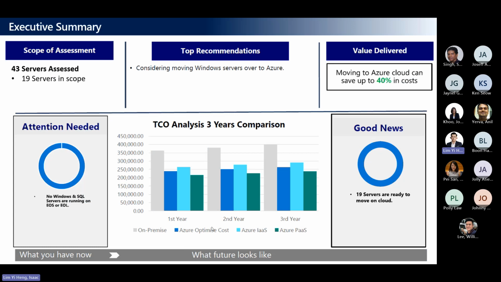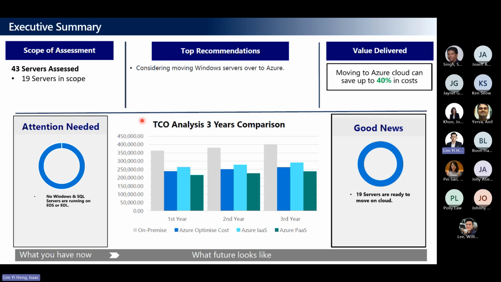Now, this is an example of the executive summary that we ran for one of our customers. While running this assessment, the scope included 43 servers that were assessed. 19 of the servers are ready to move to the cloud, and the remaining servers can be migrated to the cloud with some conditional requirements that we need to fulfill. The top recommendation will be to consider moving their Windows servers over to Azure. And what is the value that we can deliver when we move to Azure Cloud? We can help them save up to 40% in cost.